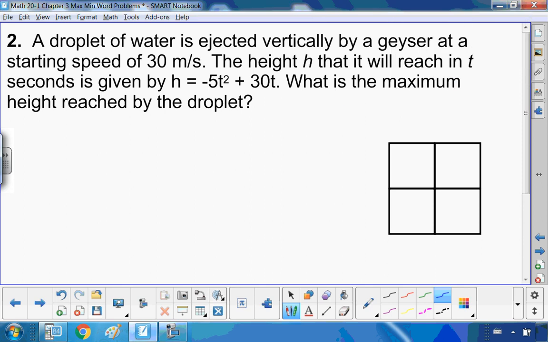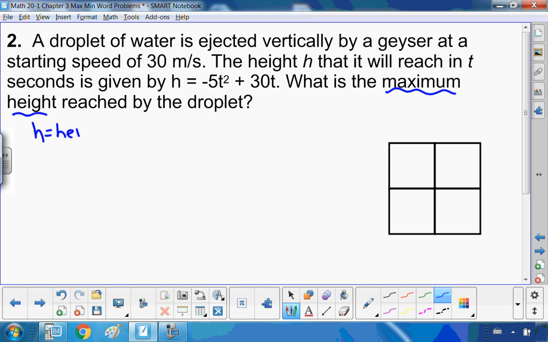So in this question here, a droplet of water is ejected vertically by a geyser at a starting speed of 30 meters per second. The height that it will reach in t seconds is given by the equation h equals negative 5t squared plus 30t. What is the maximum height reached by the droplet? So again, I hear maximum height. That means I'm going to find my vertex.